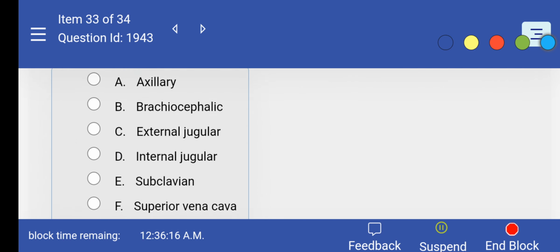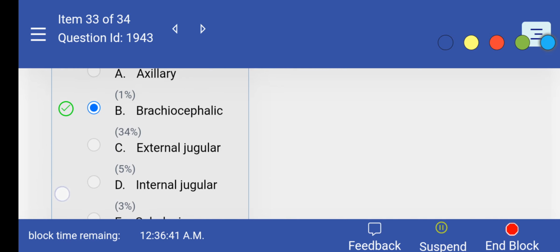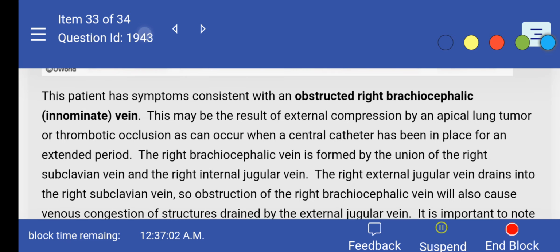Option A, axillary; B, brachiocephalic; option C, external jugular; option D, internal jugular; option E, subclavian; option F, superior vena cava. So pause it and give the answer. So the correct answer for this question is brachiocephalic. Why? Let us see the explanation.